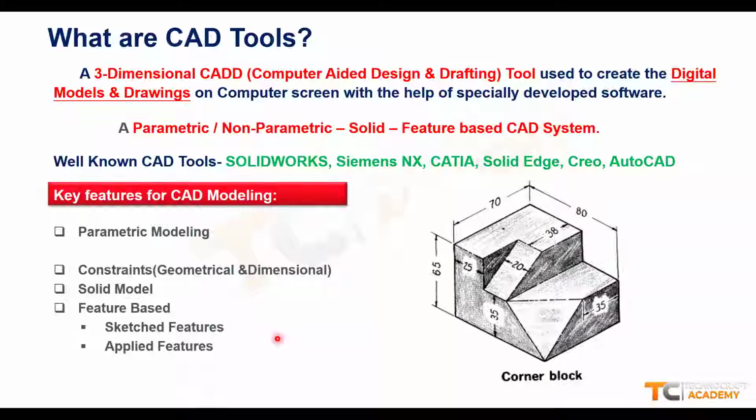Applied features, no clue? It's simple. Chamfer, fillet, it doesn't take a sketch, right? It directly takes the feature into account. Then fillet, then shell, right? These are all called applied features. I hope it's clear, right? Is there any doubt in the slide?